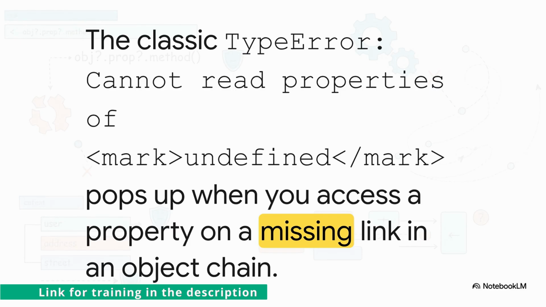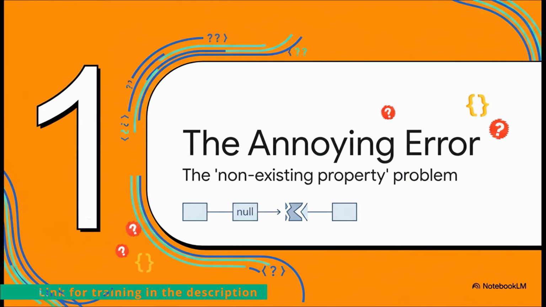It's what happens when you try to get a piece of data from an object, but somewhere along the way, one of the steps is just missing. All right, so let's really dig into this error and see exactly why it's such a common headache for developers.